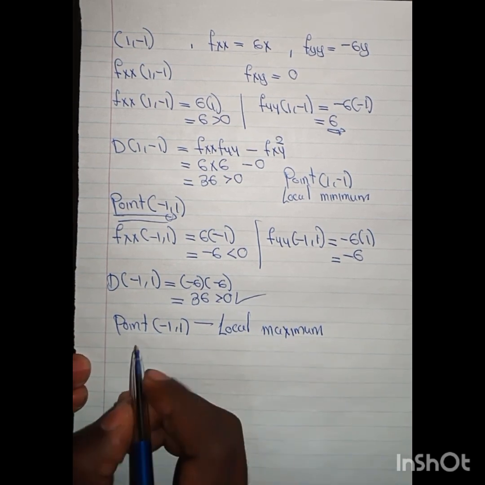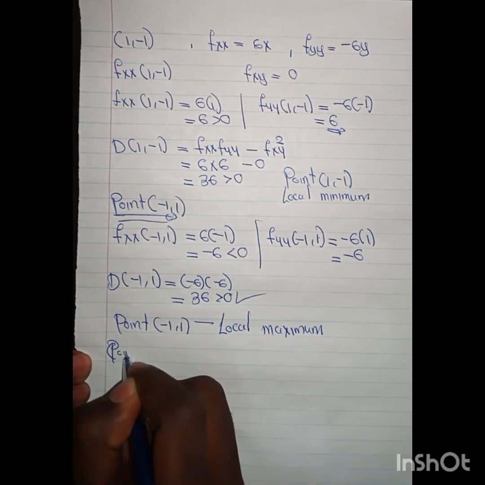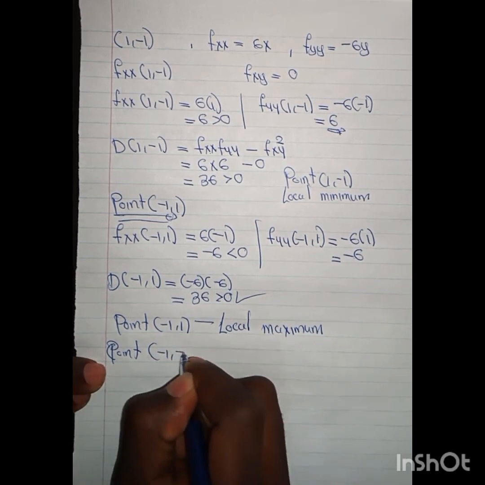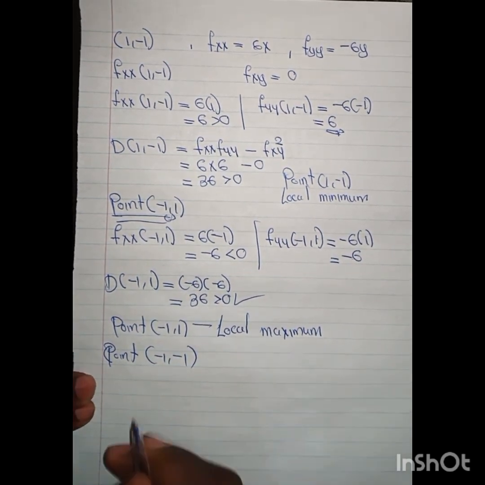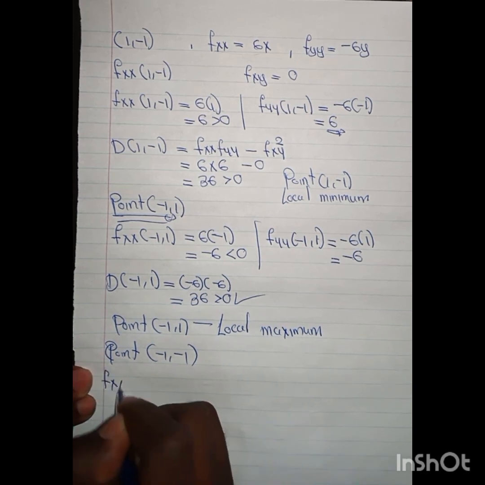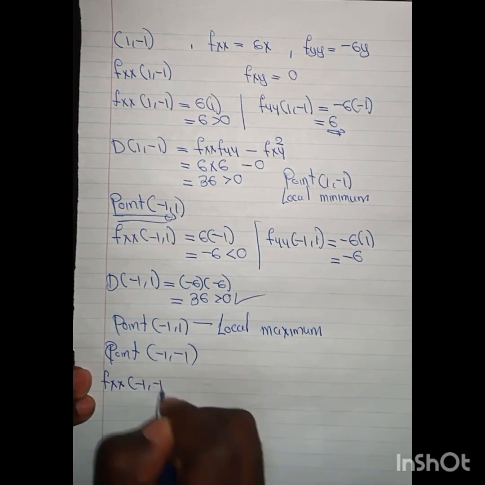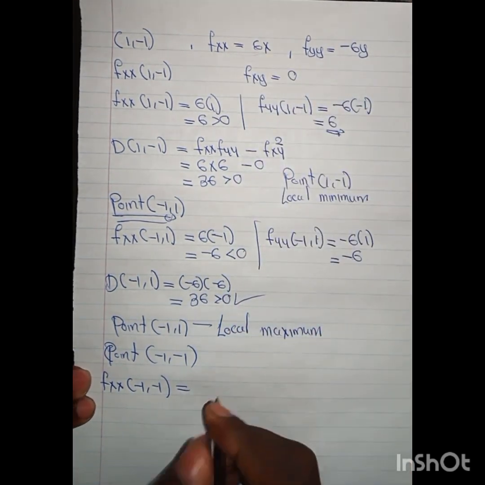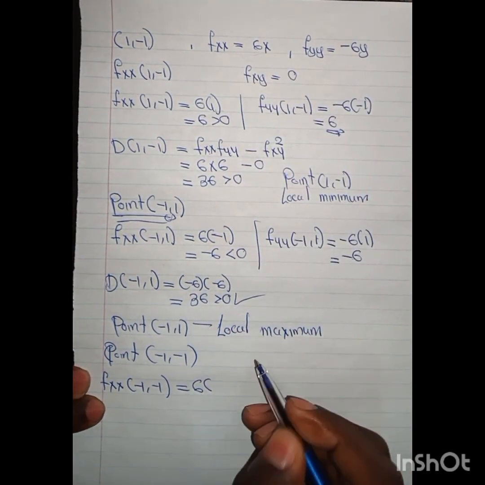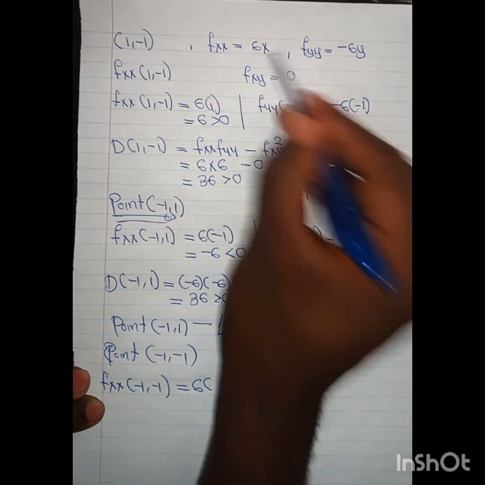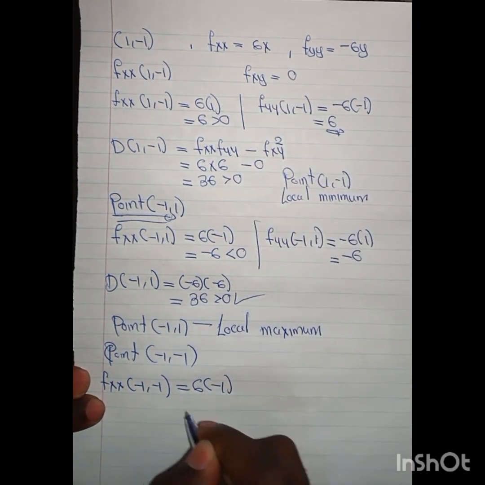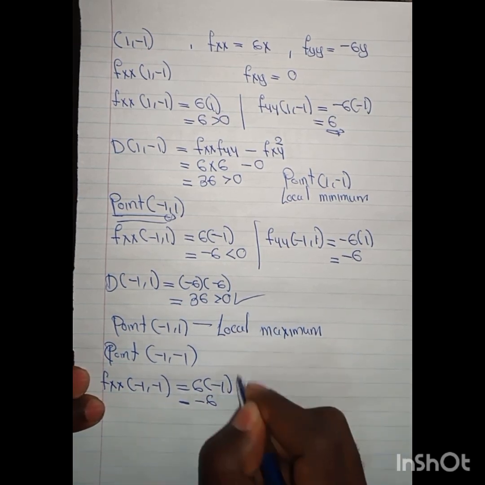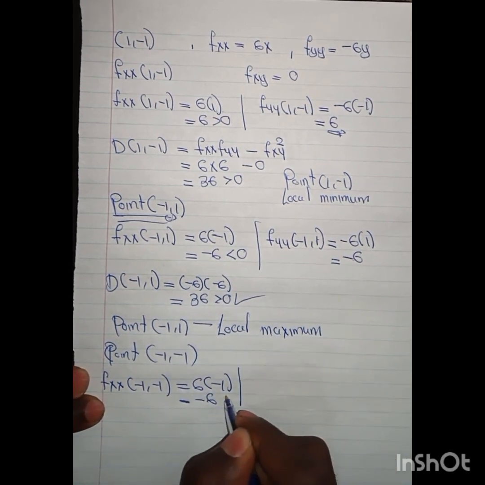And then lastly, we can look at the point minus 1 and minus 1. We want to find fxx at minus 1 and minus 1. This is our equation, 6x. And then we substitute the value of negative 1 where there is x. Then negative 1 multiplied by 6 is negative 6. This is less than 0.